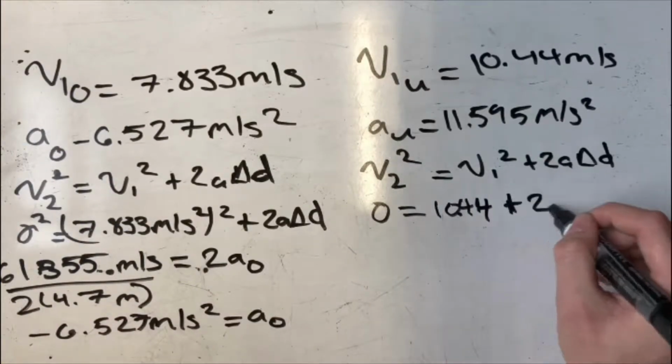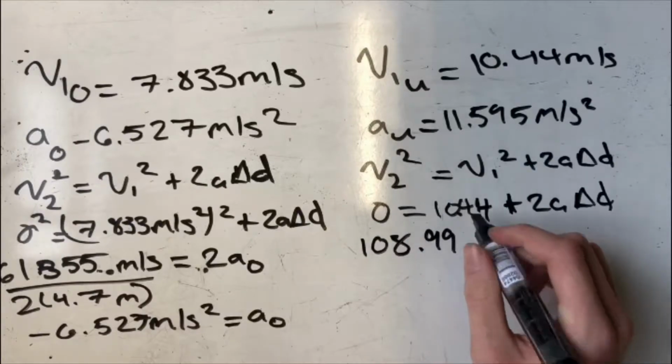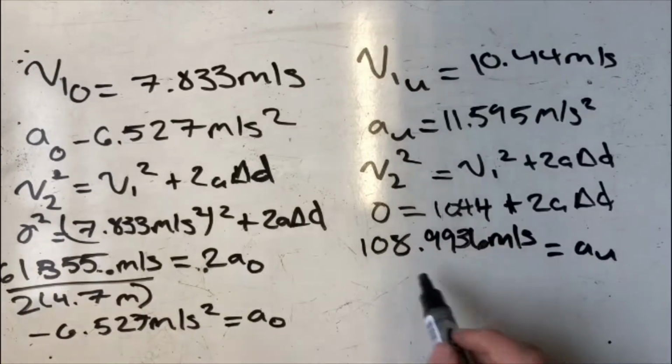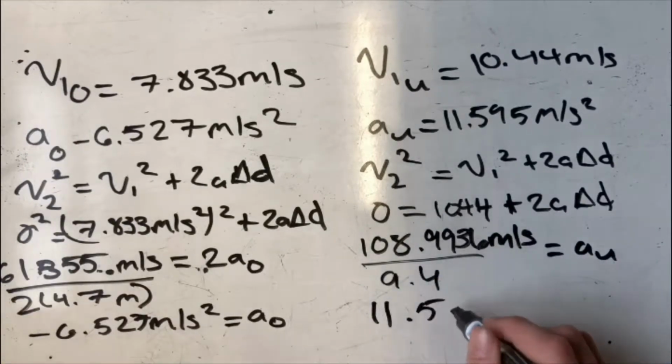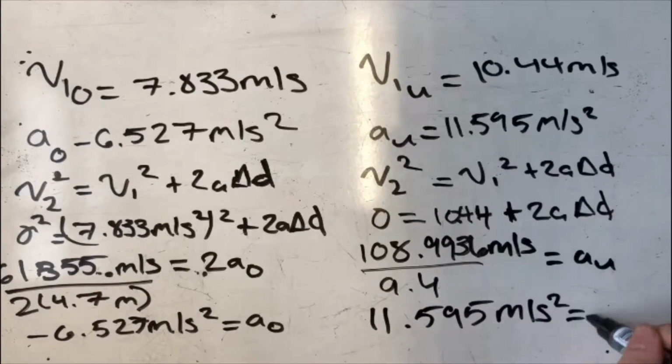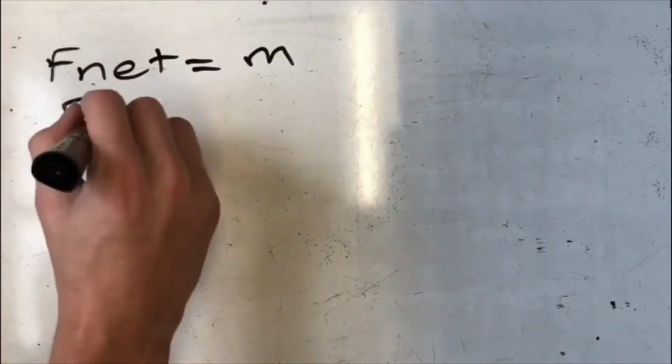So the acceleration of the ball in the overhand throw is 6.527 meters per second squared. Meanwhile, the acceleration of the underhand throw was 11.595 meters per second squared.